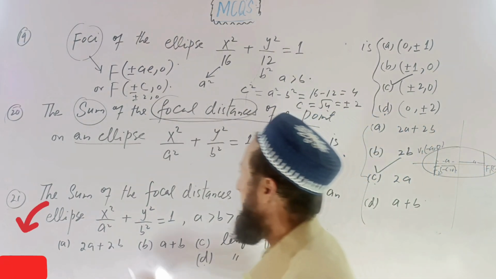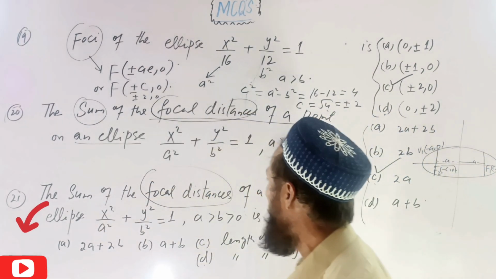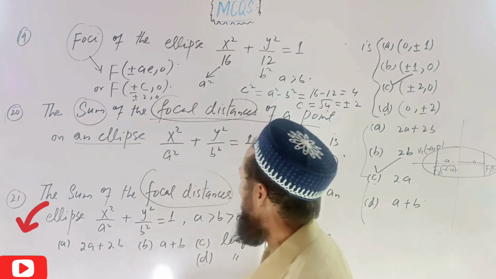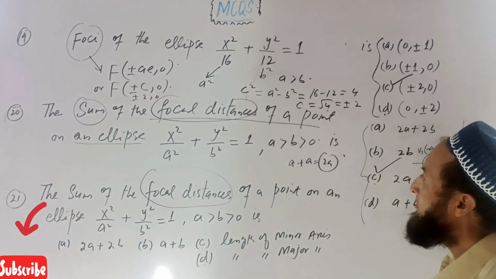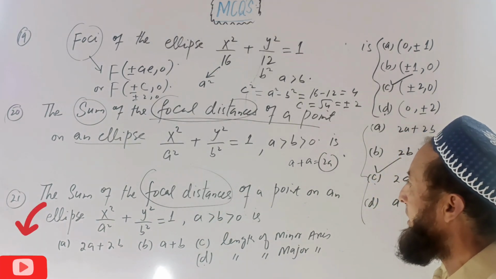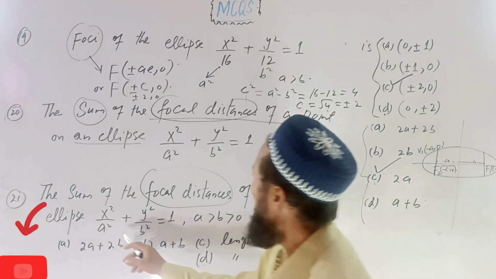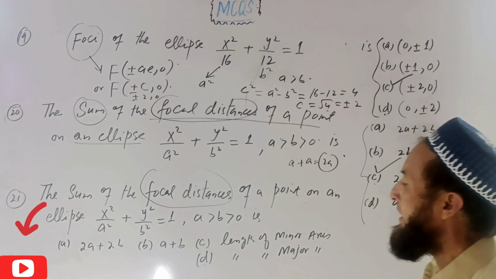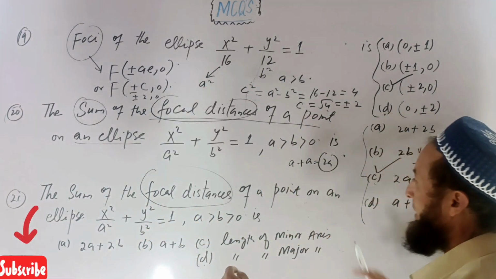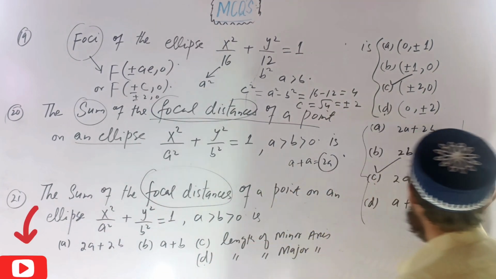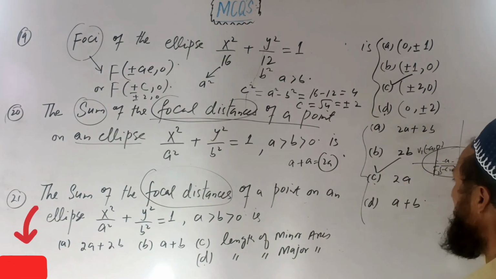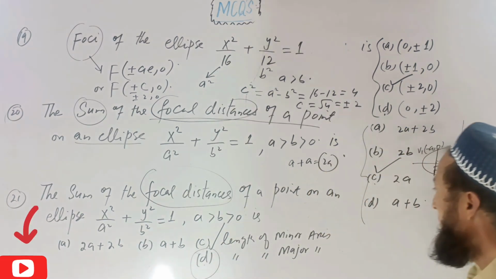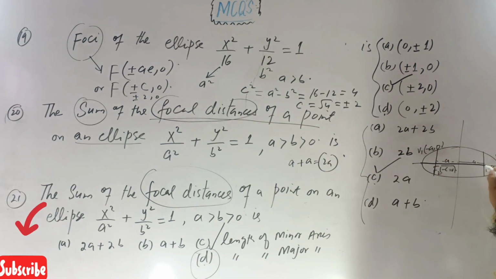Similarly, in question number 21, the sum of the focal distances of a point is required, with the ellipse along the x-axis. The same equation of the ellipse is given. So what is the result? The sum of the focal distances, with A greater than B along the x-axis, is the length of the major axis. So this is the major axis.